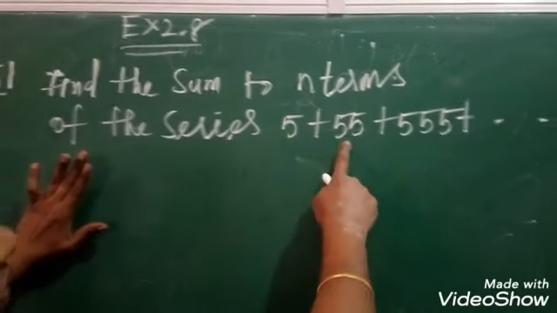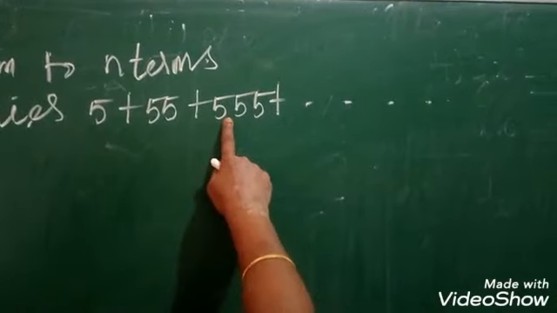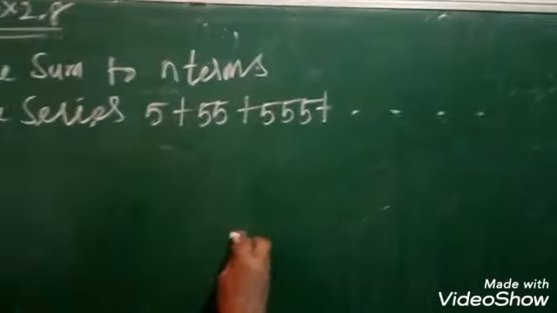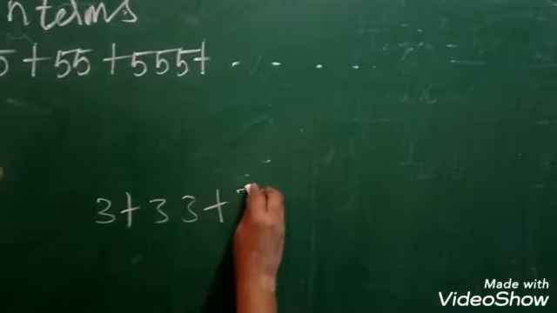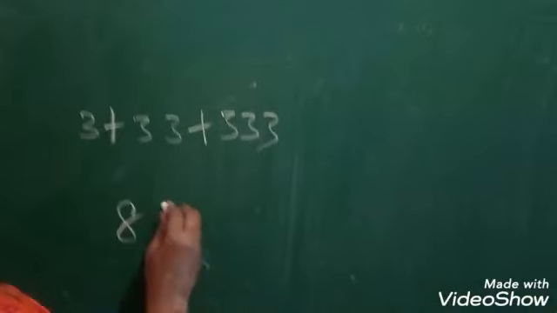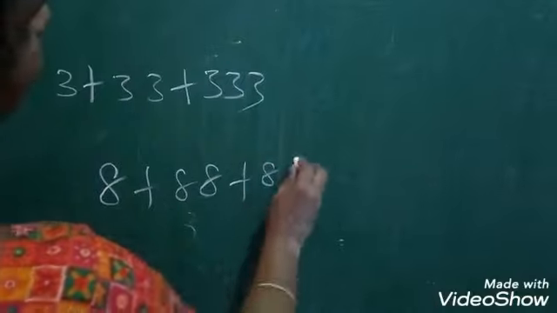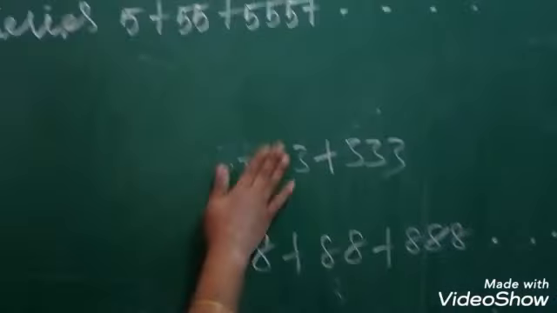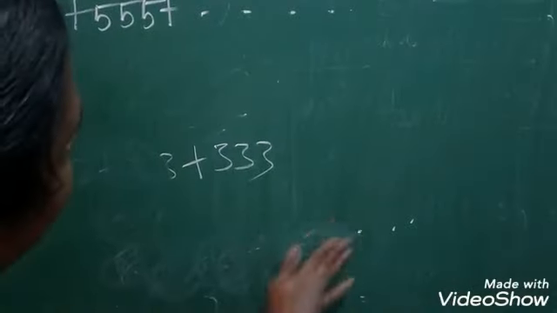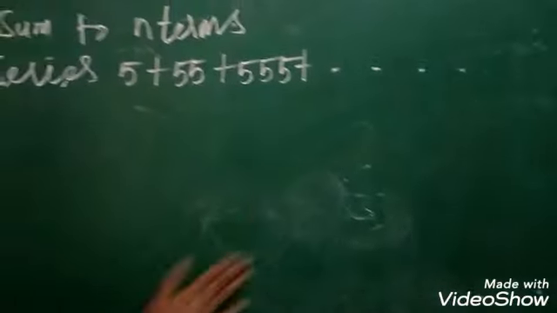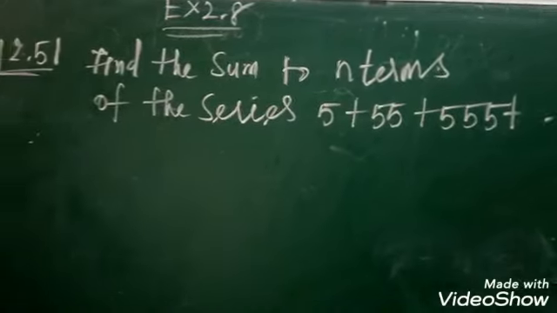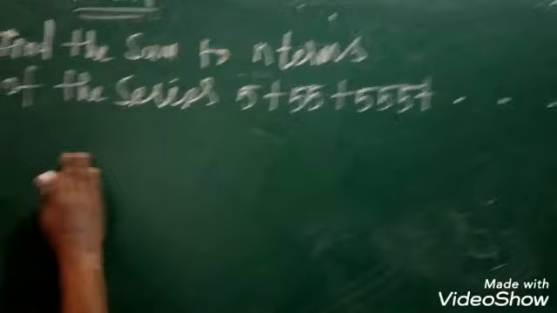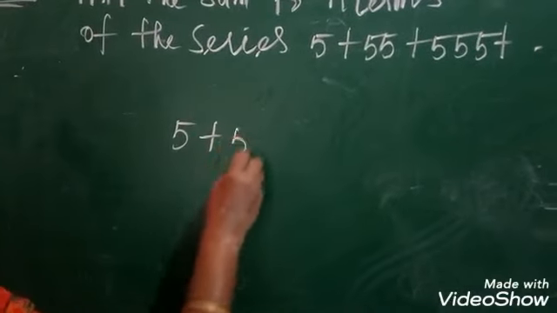Here it is 5, 55 and 555. They can ask any numbers, like 3 plus 33 plus 333, or 8, 88, 888, going on in the sum. So I will say work out any number and do it. Okay girls, this is very important. First you have to convert it as a GP, so the first step we have to write like this.